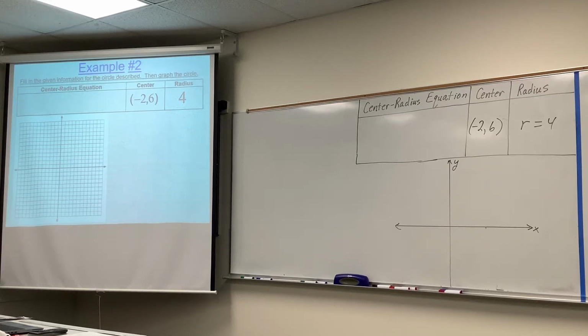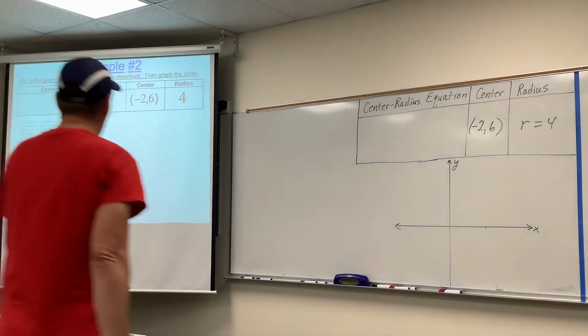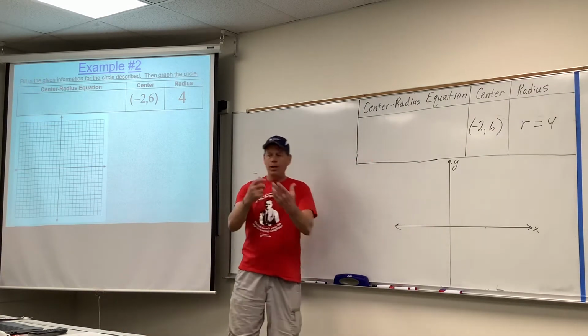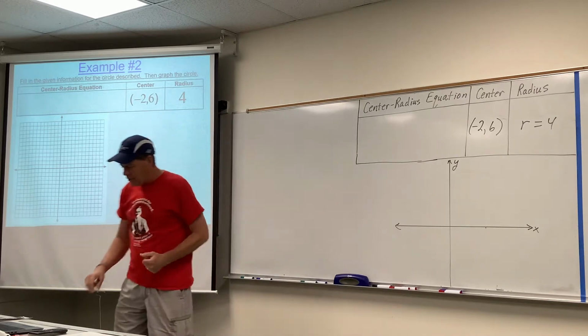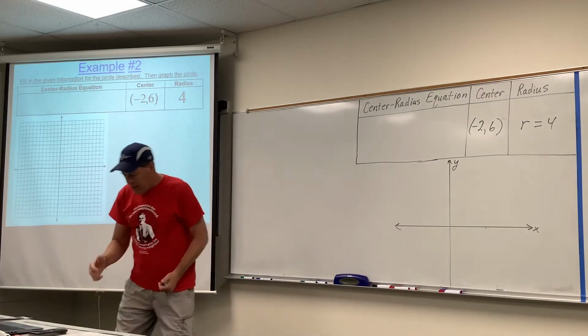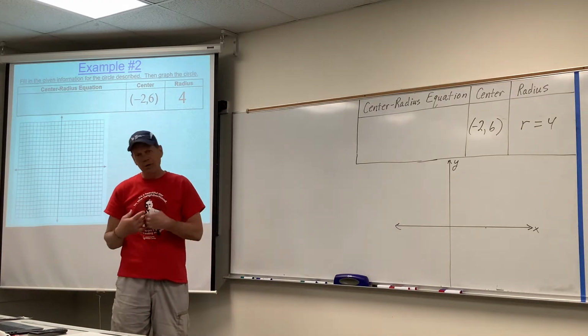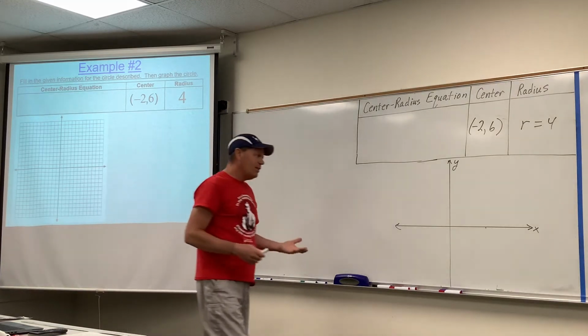Here's example number 2 on graphing circles. All right, this time you see the example on the screen, on the board. Hopefully you're able to print them out. So anyway, this time you'll notice they're giving us the center and the radius of the circle, and they want us to build the equation. Let's start with the easy thing first.